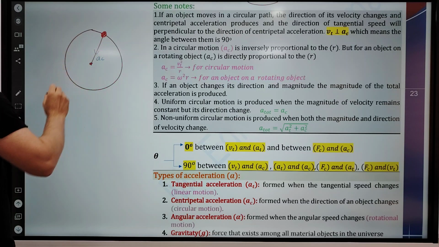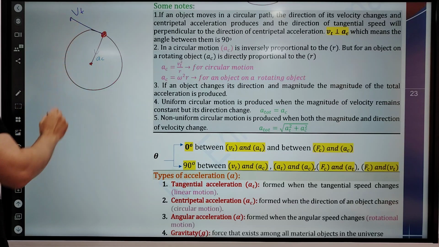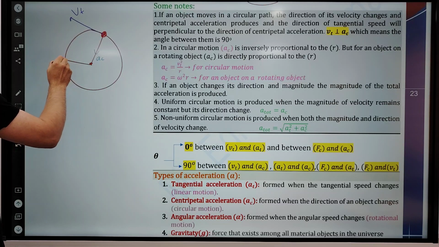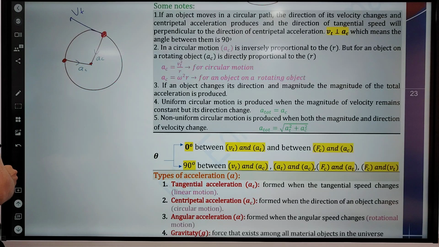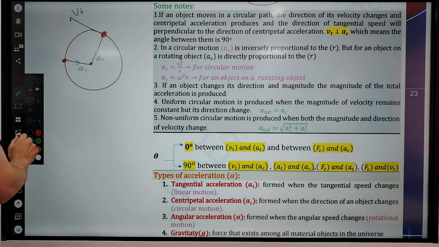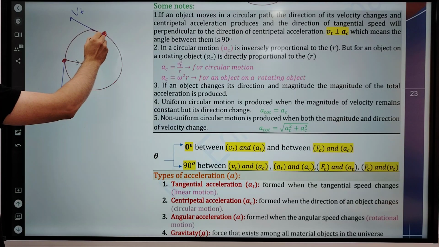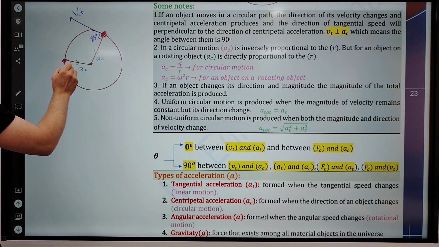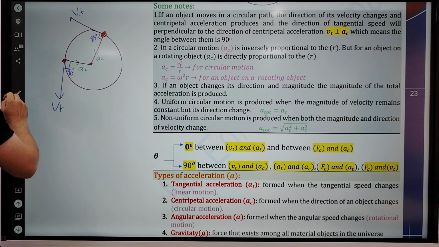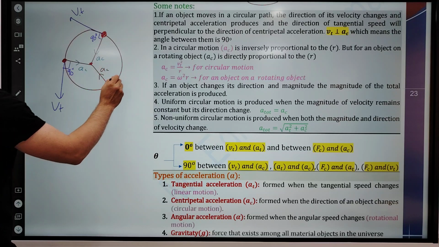For example, this is the direction of AC, and this is the direction of the tangential speed. At this point, the same thing. The direction of the centripetal acceleration is also toward the center. So where is the direction of the tangential speed? The tangential speed is directed into this direction. What is the angle between VT and AC? 90. Between VT and AC, 90, at all points.